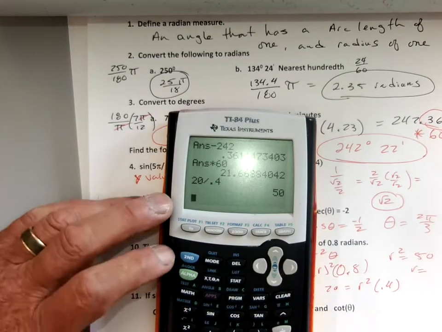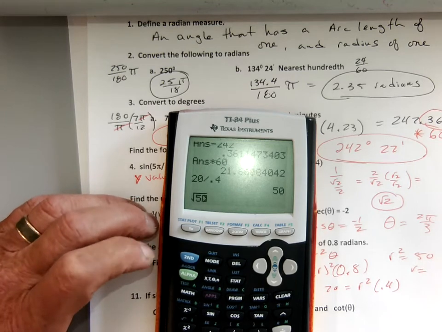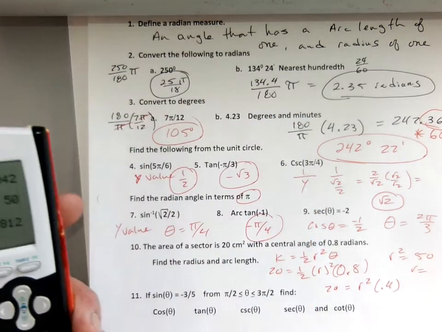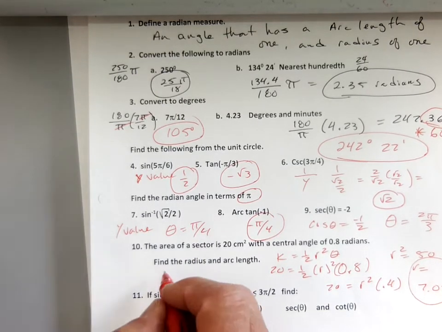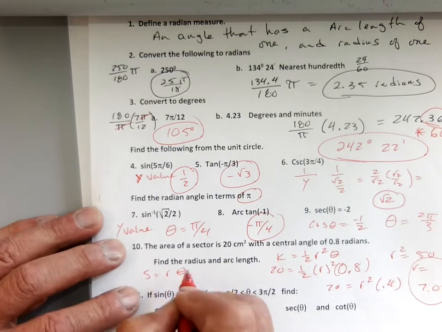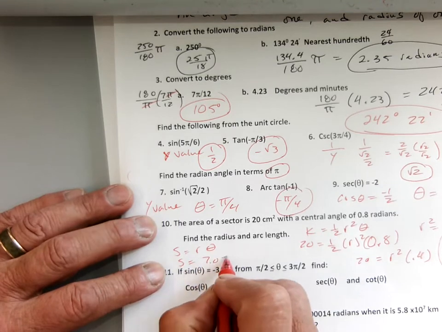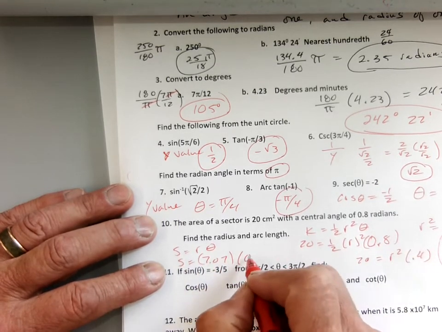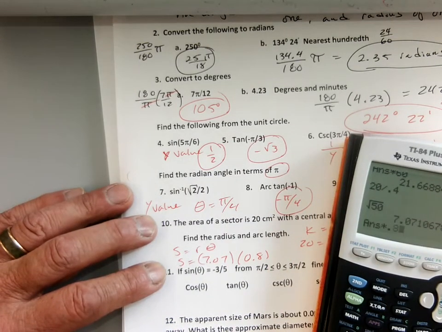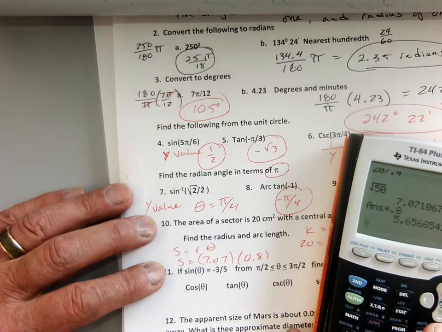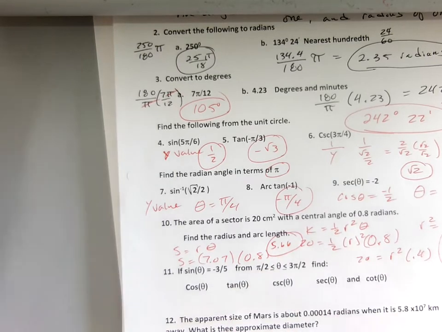Wait, hold on. The square root of 50 is about 7.07. That's the radius. We also need to know the arc length. So I'm just going to use my S equals r theta. That's my easy formula. S is the arc length. The radius is 7.07 times theta, which is 0.8. I multiply that and I get an answer of about 5.66 as the arc length. 5.66. Kind of squeezed in, but that's okay.